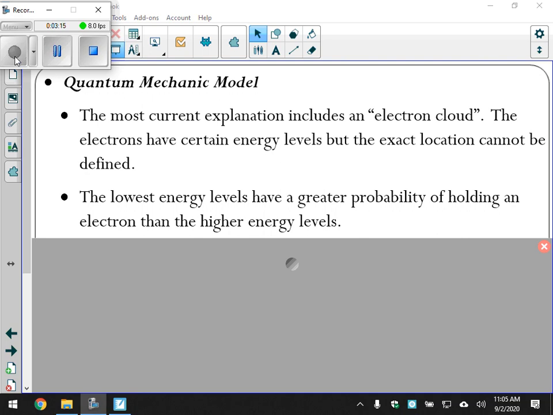Also, when we talk about atoms, the lowest energy levels, in other words, the ones closest to the nucleus, those energy levels that are closest to the nucleus, that's where the electrons go first, okay? They always fill up closest to the nucleus. They have a greater probability of holding electrons than the higher energy levels, so the ones farther away from the nucleus.